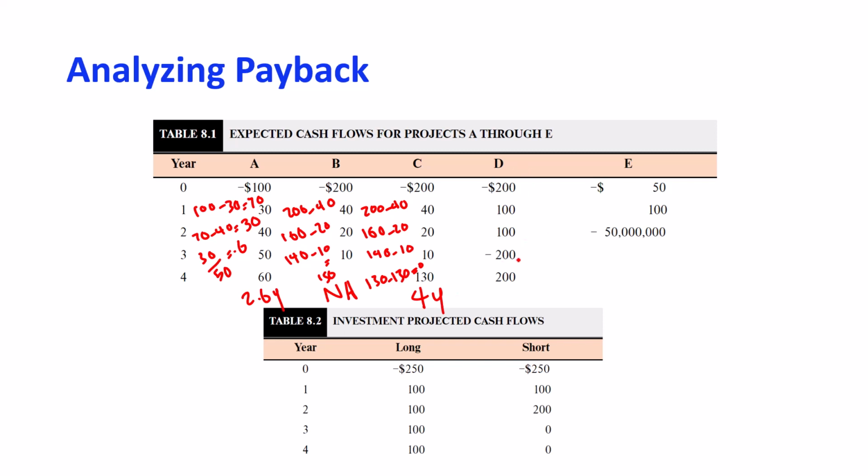What about this one? This is an interesting one. This is an example of non-traditional or unconventional cash flows. So you have a cash outflow today, some cash inflows, and then another cash outflow, and then some inflows. So if you want to calculate the payback period here, what would you say the payback period is? You can say it's 2 years or 4 years.